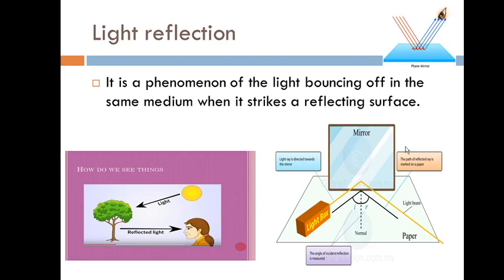Today we're going to talk about reflection in mirrors. Let's see. When we put a light here, this light strikes the mirror and then it bounces off. So we call this the incident ray and this the reflected ray. And then we have this angle of incidence and this is the angle of reflection.